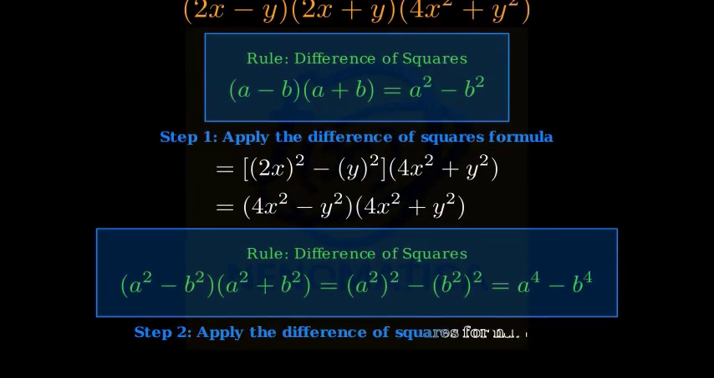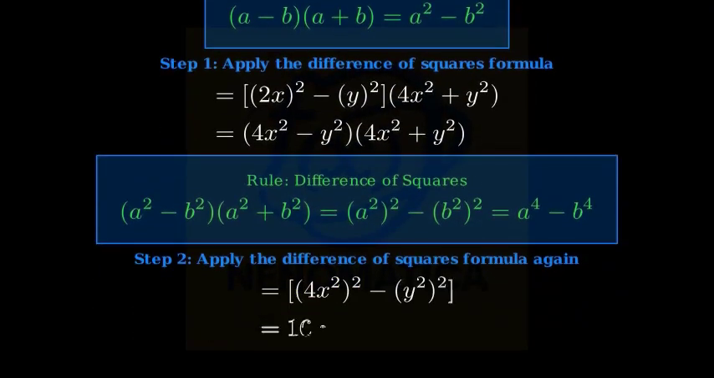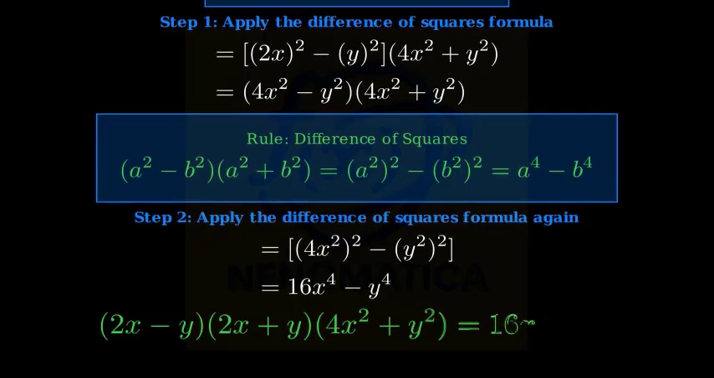Notice that the expression 4x squared minus y squared times 4x squared plus y squared also matches our difference of squares pattern. Here, a is 4x squared and b is y squared. So we get 4x squared, squared, minus y squared, squared, which equals 16x to the fourth minus y to the fourth. So our final answer is 16x to the fourth minus y to the fourth. Let's reflect on what we did.